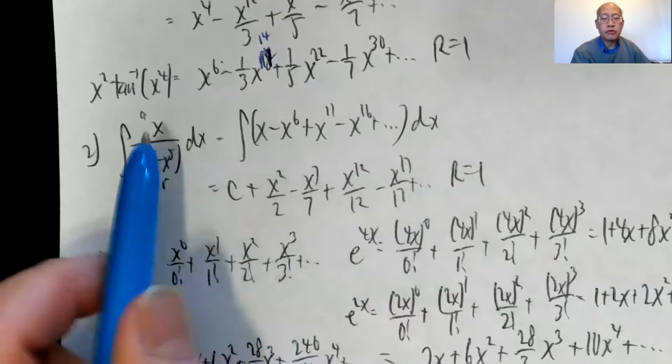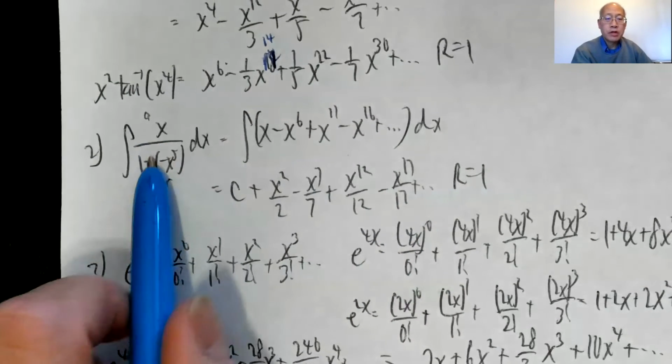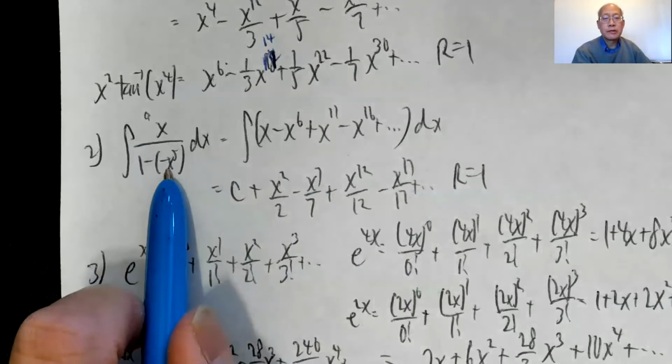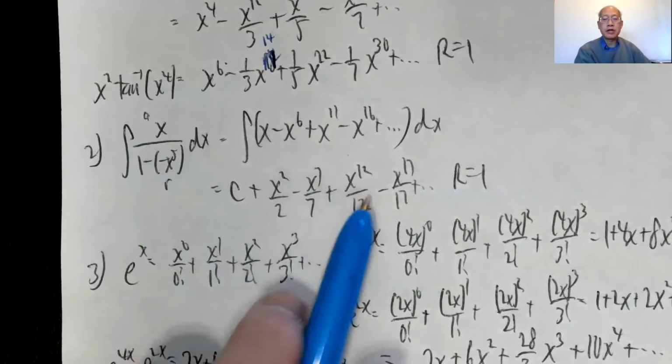Radius of convergence again is 1 since it came from a geometric series where the thing behind my pen has to be less than 1. That means negative x to the 5th is between negative 1 and 1. That means x is between negative 1 and 1.